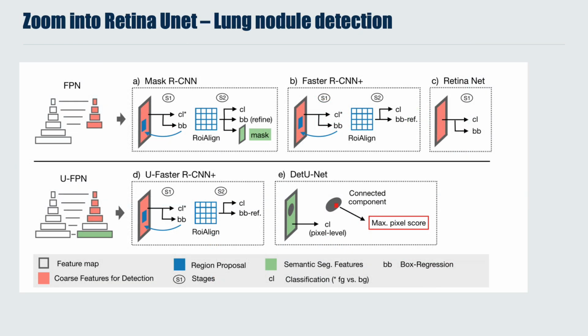So here I actually put that picture from the Retina U-Net paper that was done for lung nodule detection, comparing when using FPN, the Mask R-CNN, Faster R-CNN, and RetinaNet. And they actually transformed it to use some kind of a U-Net, a feature pyramidal network with Faster R-CNN, and then their detection unit, where actually at pixel level they get their connected component.